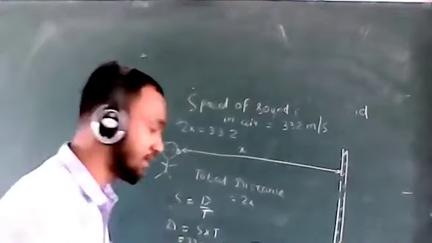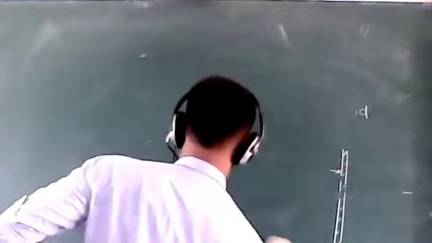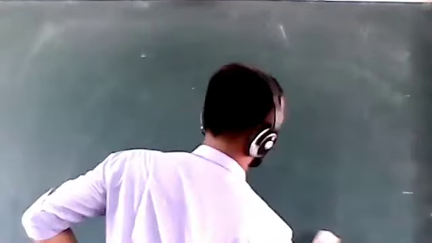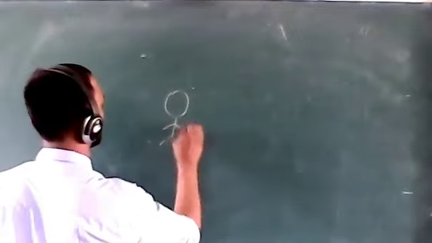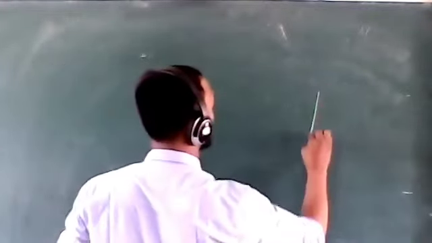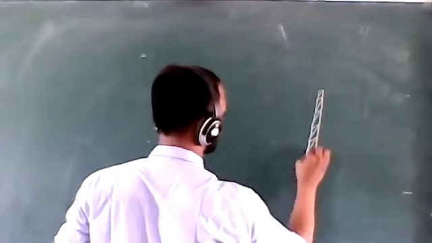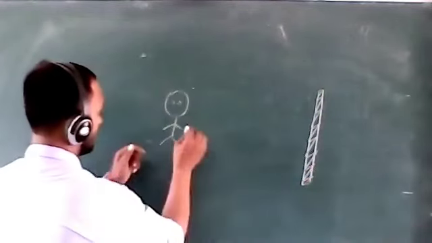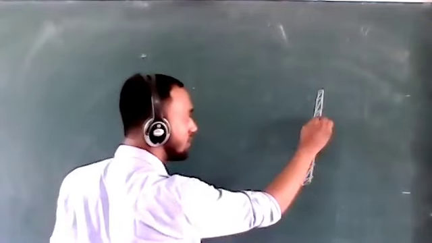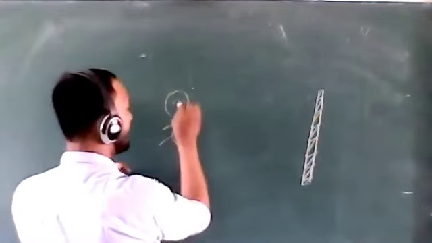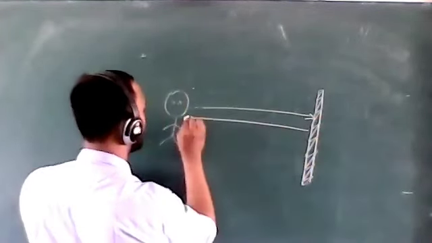Okay, I'm asking in a different way. Maybe you have been confused. This is a man. Okay, this is a reflector. If you speak something, what happens? The sound strikes the reflector and returns back. First it goes here, then returns back here.